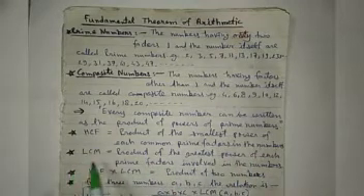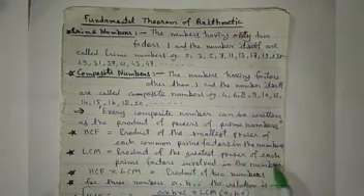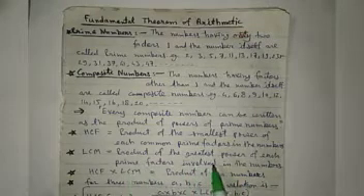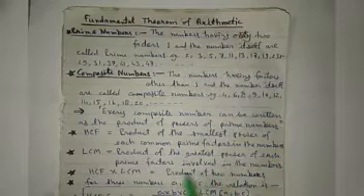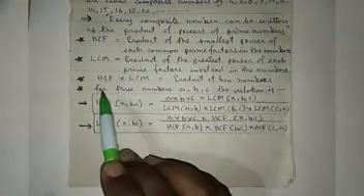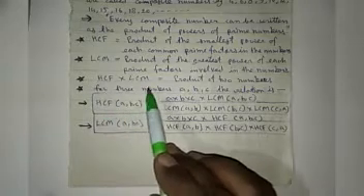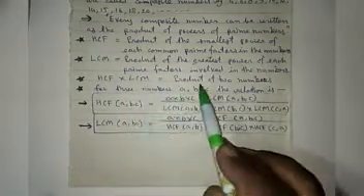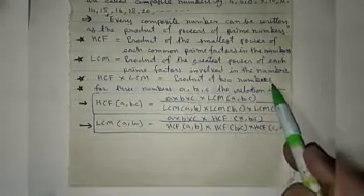And LCM is equal to the product of the greatest power of each prime factor involved in the numbers. Here each type of prime factor in all the numbers is taken into consideration. The relationship between HCF and LCM is given here. HCF into LCM is equal to the product of the two numbers.